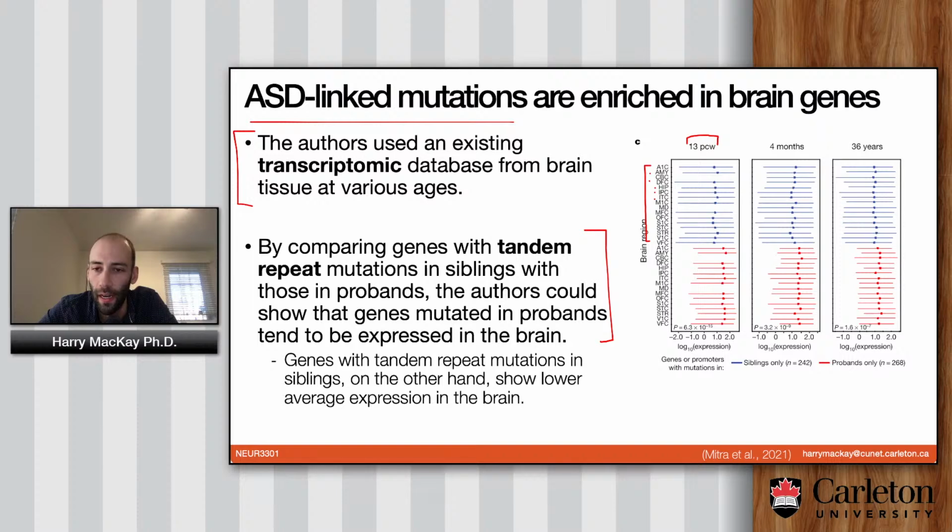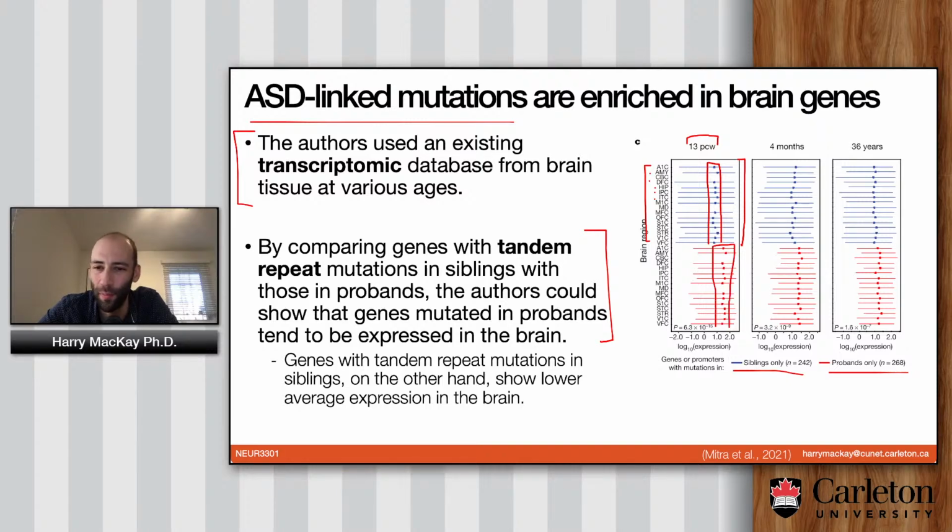And then the level of mutations in the siblings is given by the blue lines, and the level of mutations given by the probands is in the red lines. And so that's kind of a little bit of a confusing plot. My apologies for choosing it. Well, really the author should be blamed for having a weird plot. But basically, genes that have mutations in siblings, the people who don't have ASD, the expression level on average of those genes is lower in these brain regions than the genes that have mutations in the probands.